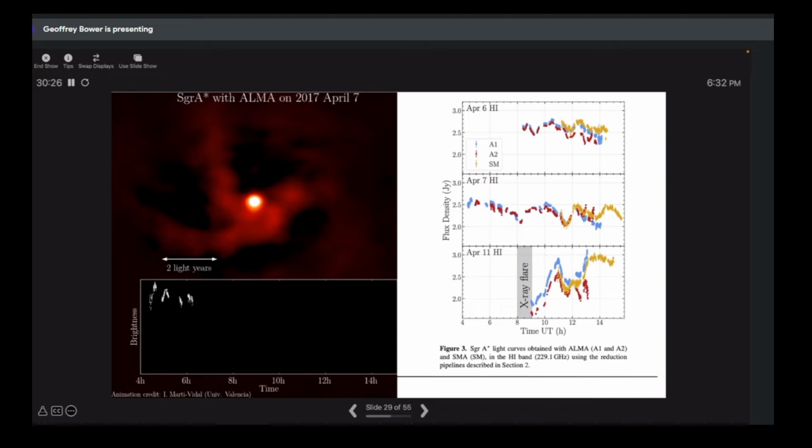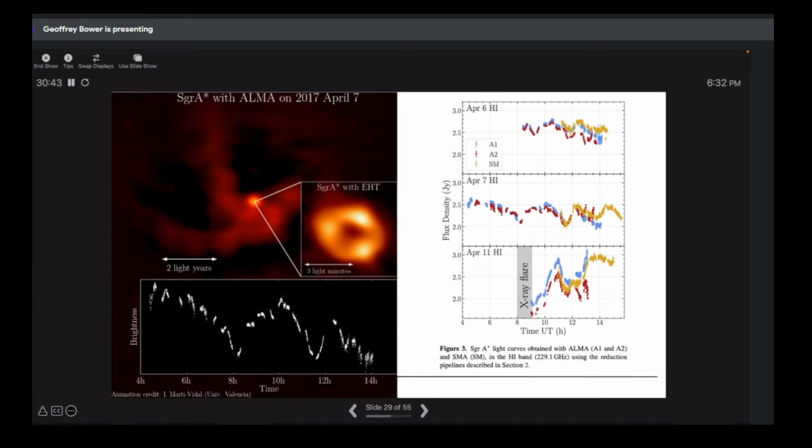So this is just another visualization of that variability. You can see Sagittarius A star sitting in the mini spiral here. This is real data as observed by ALMA, and you can see Sagittarius A star fluctuating during the course of our observations. In the 2 days that we analyzed in these papers, the variability was more modest, on the order of 10% RMS.